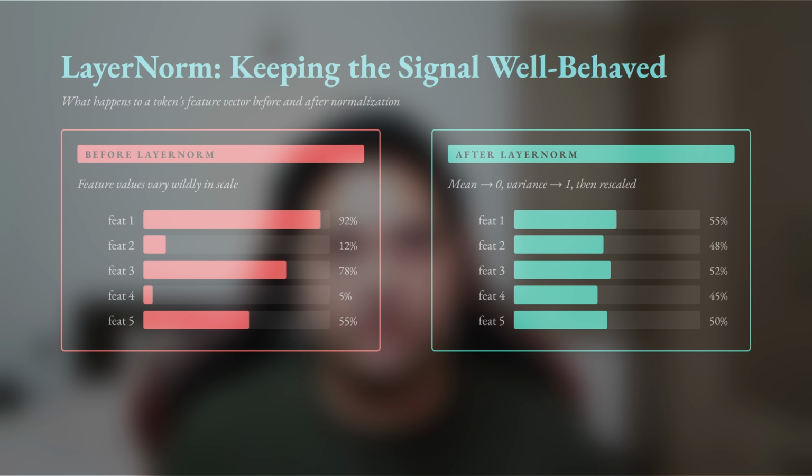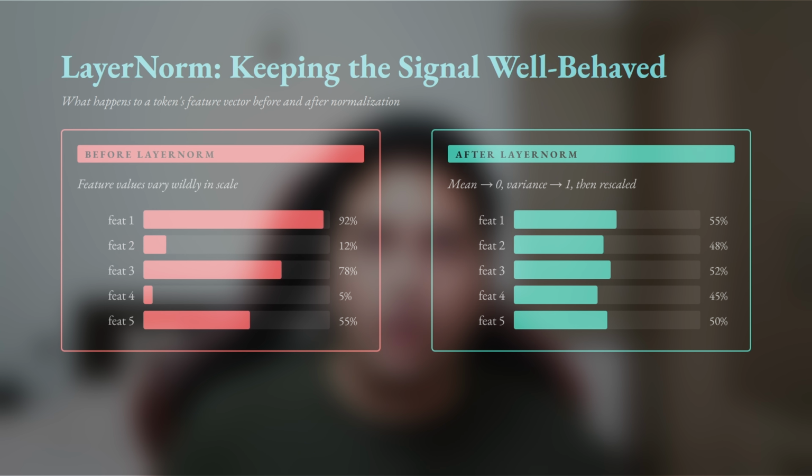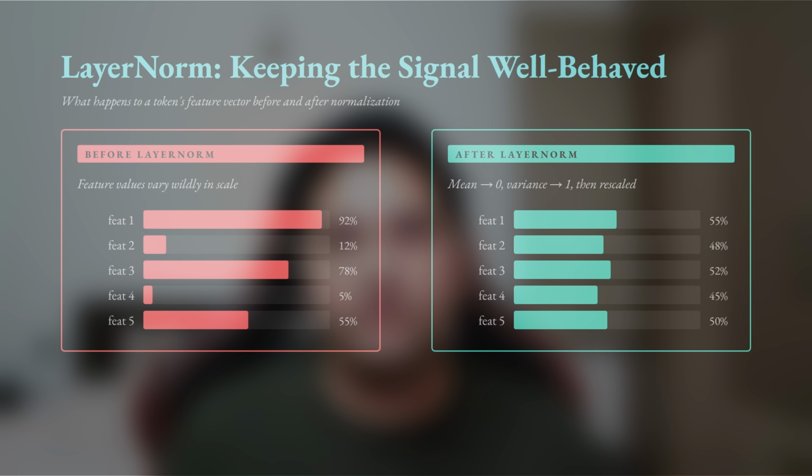After layer normalization, look at the right panel. Feature 1 is at 55, feature 2 is at 48, feature 3 is at 52, feature 4 is at 45, feature 5 is at 50. The values are moved from a range spanning 5% to 92% down to a tight cluster between 45 and 55. The bars are stable. Layer norm subtracts the mean of the vector and divides by the standard deviation, recentering the output around 0 and compressing the scale to a variance of approximately 1. Then it applies a learned rescaling to put the values in a range that works well for the next sublayer.